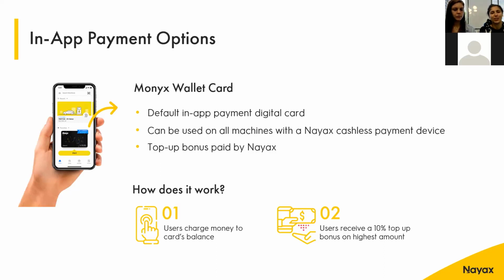Okay, so you set up Monyx Wallet in the DCS, and your consumer downloaded the app, and they want to buy now. There are two payment options. The first one is the default one, the easiest one, the Monyx Wallet card. Anyone who downloads Monyx Wallet gets the Monyx Wallet card, and they can top up money to the Monyx Wallet card, and they get the benefits that I mentioned in the beginning of the session.